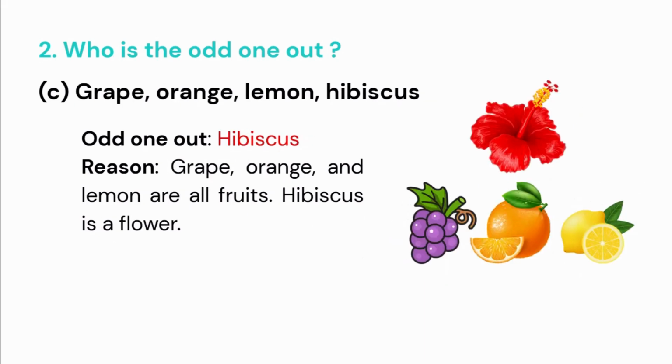Next question, the group is grape, orange, lemon, and hibiscus. The odd thing from this group is hibiscus. Why? Because grape, orange, and lemon all are fruits, while hibiscus is a flower. That's why hibiscus is the odd one from this group.